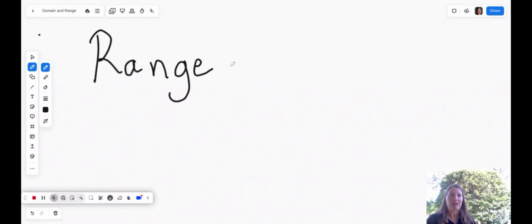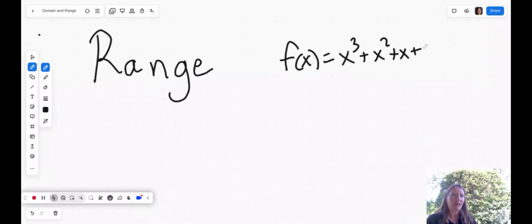But the question here when it comes to range, so I give you a function, right, and let's put a bunch of stuff on here. Let's just put an x of every power, and how about plus 8 at the end, because 8's my favorite number. The question is, what are the possible values that I could get as answers when I plug in any x I want? Can you categorize the answers that I'm going to get?